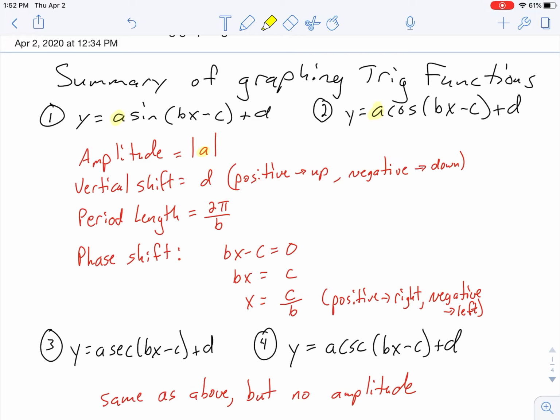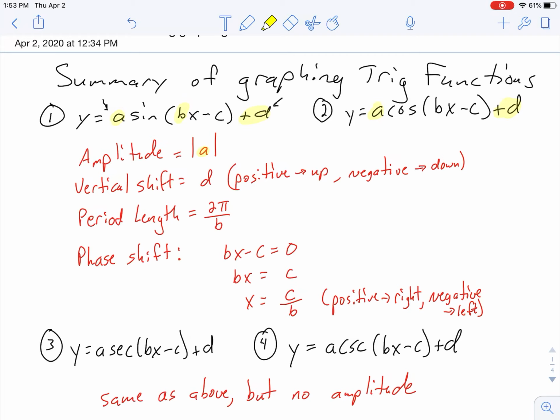Vertical shift, I put that second because it's the next easiest one. It's just this number here. Remember that it can be squeezed in front instead of at the end, so be prepared for that. Positive is an up vertical shift, negative is down. For period length, you have to use a little formula, 2 pi divided by the b value right here. And remember, when you divide by a fraction, you actually flip and multiply it.